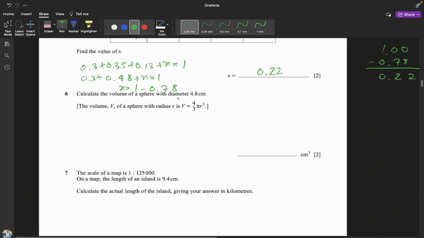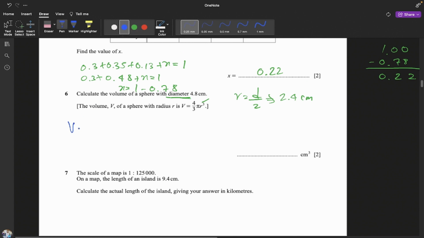Calculate the volume of a sphere with diameter 4.8 centimeters. Remember, it is diameter, not the radius. In the formula we use radius. So radius is given by diameter divided by 2. We don't have to write it down, you can do it in your mind. So the radius is 2.4 centimeters.